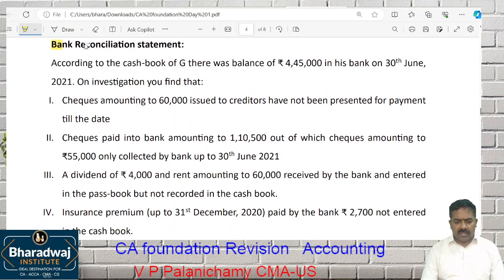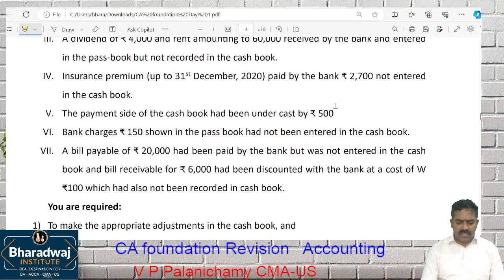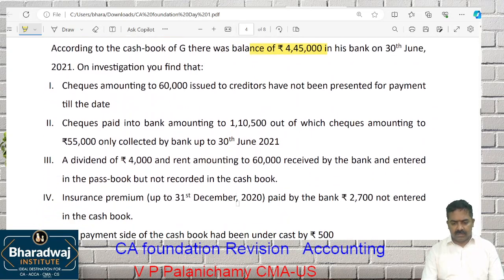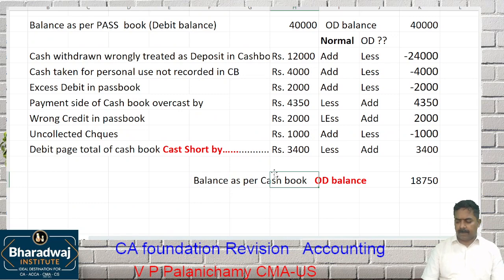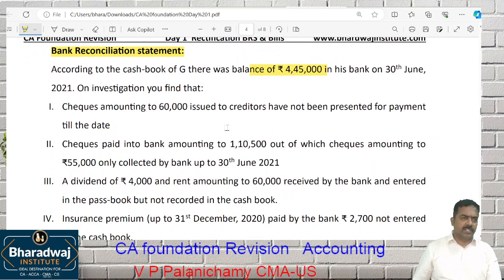Come to your handout and try to work out BRS question number 1. There is a bank balance given, 4,45,000. Seven adjustments are given. Required to make appropriate adjustments in the cash book and prepare the statement of reconciliation as per the passbook. First complete this, then come to that. You can do it like a statement, or you can do it like a cash account itself. Either way you can do it.